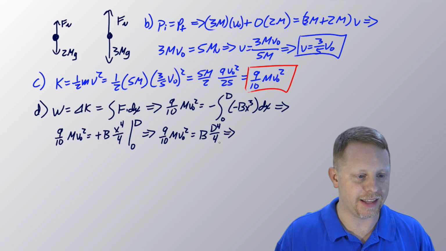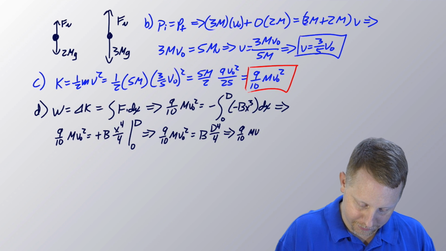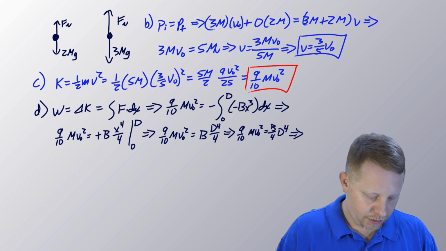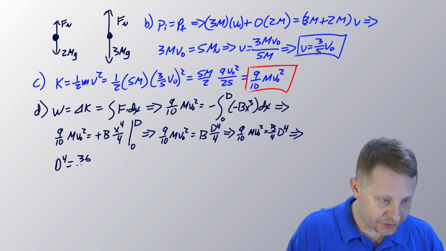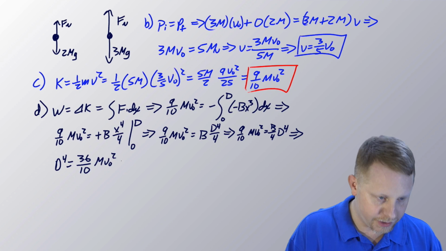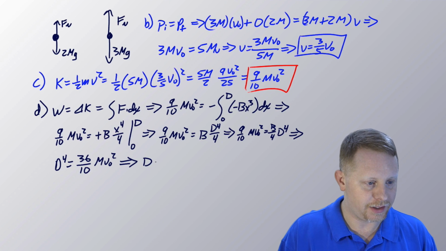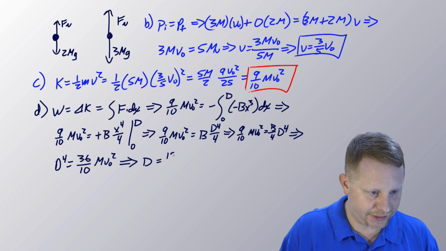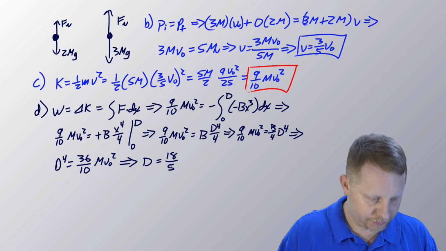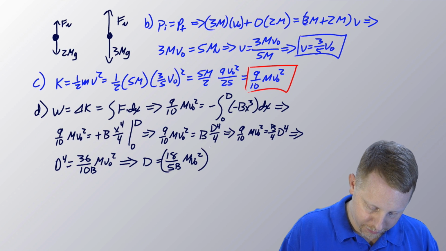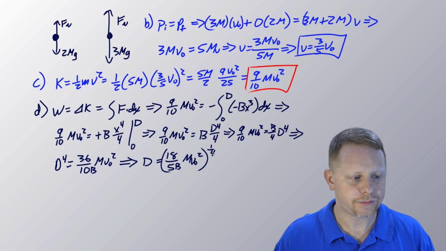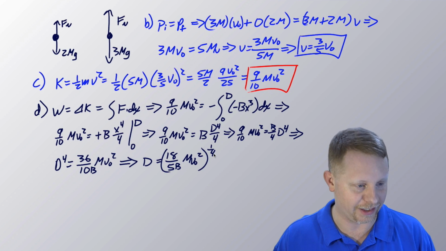A little bit of algebraic manipulation here. 9/10 capital M v naught squared equals b over 4 D to the 4th, which implies then that D to the 4th must equal 36 over 10 capital M v naught squared, which implies then that capital D, when we take the 4th root of this, must be 18 over 5, oops, this was 10b there, my apologies, over 5b capital M v naught squared, all raised to the 1/4. And I'd probably leave it there. You could simplify further, but I think that'll get the point across just fine.